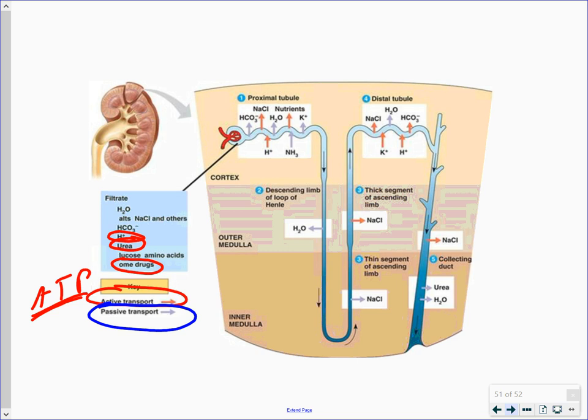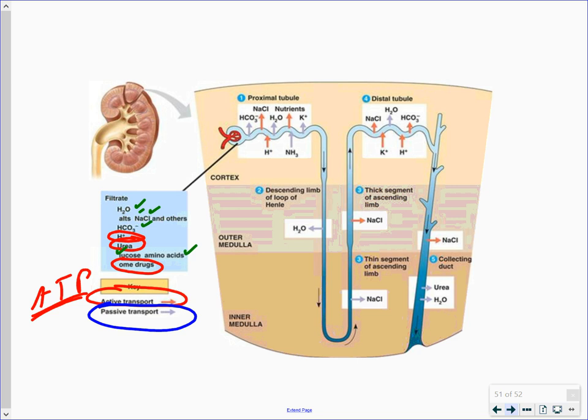but other things are actually quite useful, and you do want to eventually recover them and return them to the blood. So that includes water. It includes sodium and chloride. It includes bicarbonate. It includes what you use for fuel, the monosaccharides. It includes what you use to make proteins, which are the amino acids. So all of these, they are going to be pulled back. They're going to be recovered.